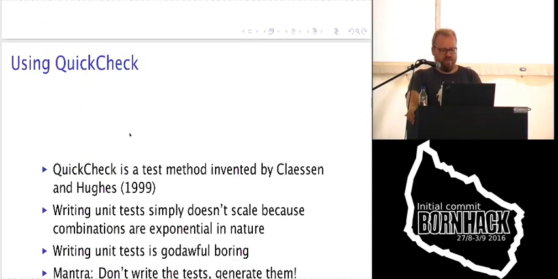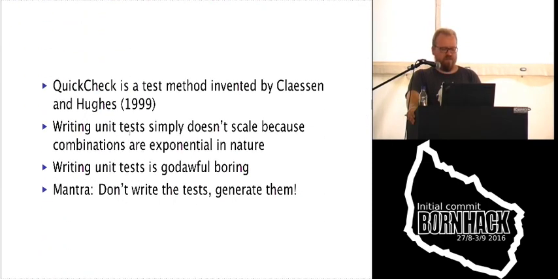So QuickCheck is a method that was invented by Koen Claessen and John Hughes back in 1999. And the way it works is that they observed one very important thing, which is that if you write unit tests and you get to a certain point in your software, it doesn't scale anymore because it's human effort to write unit tests.